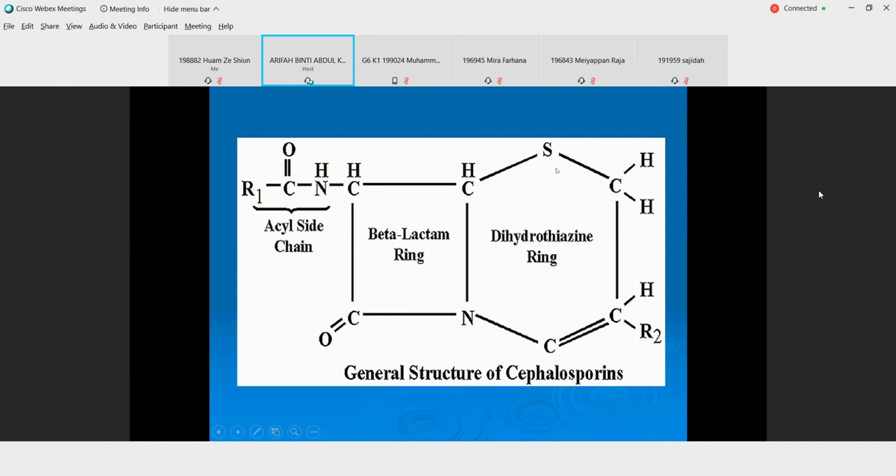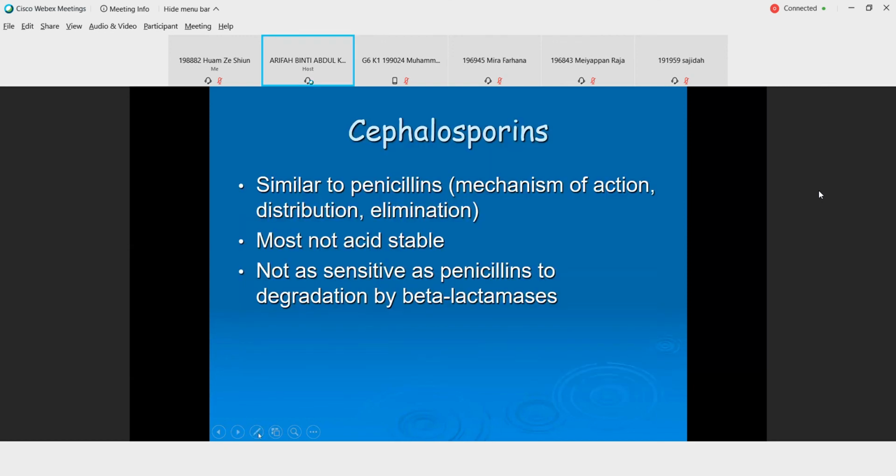Okay, yang ni semua macam tak berapa aktif lah. Okay. My laser pointer. I like my laser pointer. It's because it contrasts with the blue color, so it's nice.